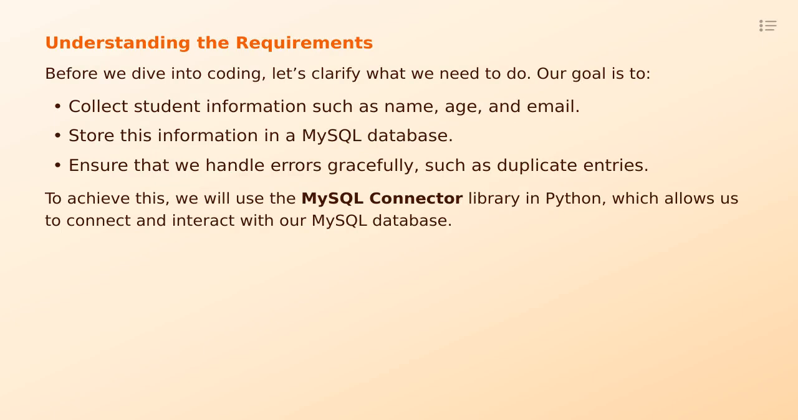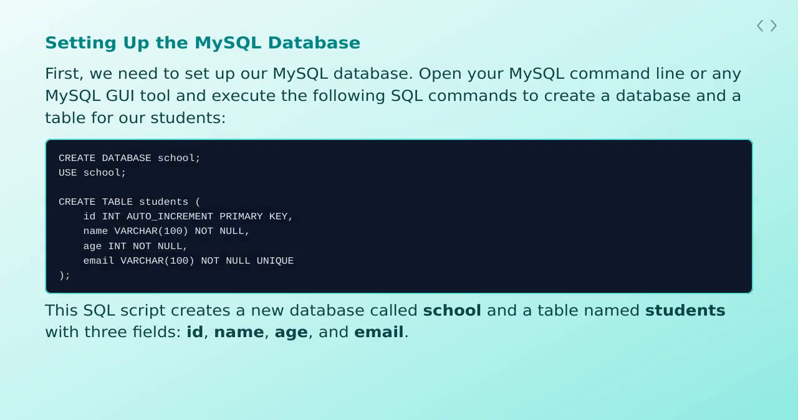Now we're on understanding the requirements. Before we dive into coding, let's clarify what we need to do. Our goal is to, first, collect student information such as name, age, and email. Also, store this information in a MySQL database. Finally, ensure that we handle errors gracefully, such as duplicate entries. To achieve this, we will use the MySQL connector library in Python, which allows us to connect and interact with our MySQL database.